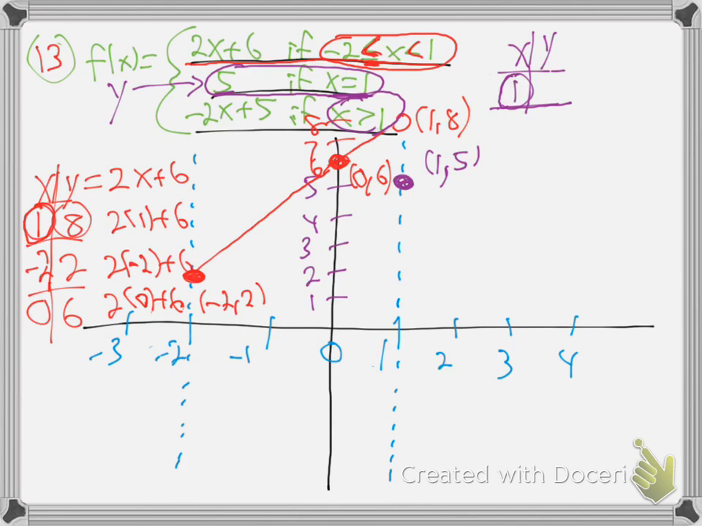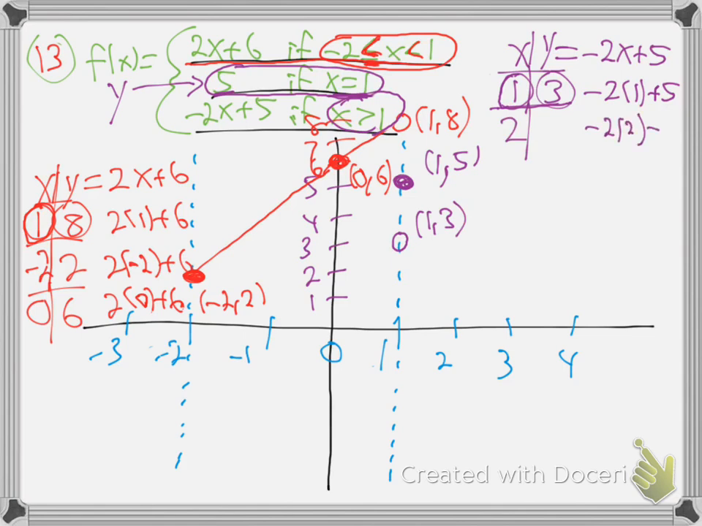Plug in 1 to the function -2x plus 5. Is that 3? 1, 3. So over 1 up 3. There's an open dot at 1, 3. And now just plug in something to the right, like 2. Doesn't matter. 1, 2, 1, over 2 up 1.